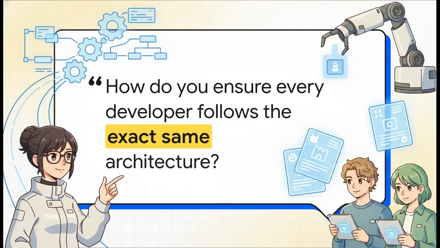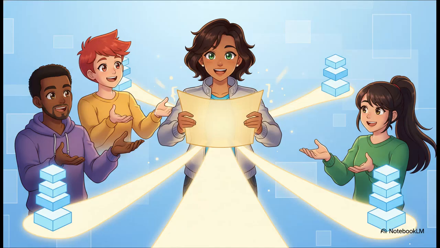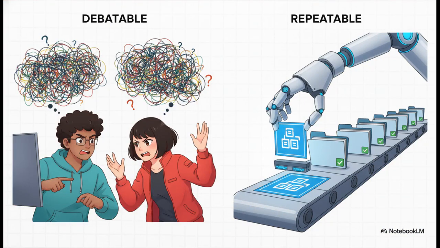This is the big question for team leads. The answer? It's all about standardized templates. Teams can build a golden path, one template that guarantees consistency across every single client project. So your architecture becomes repeatable, not something that's up for debate on every single project.